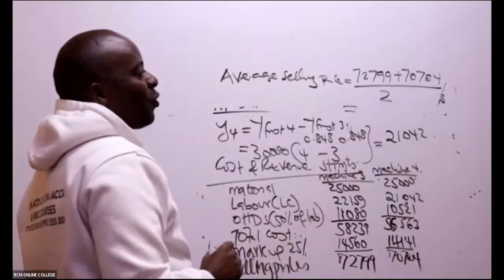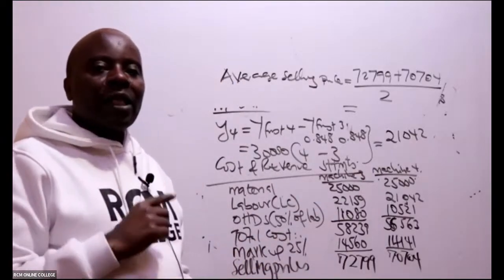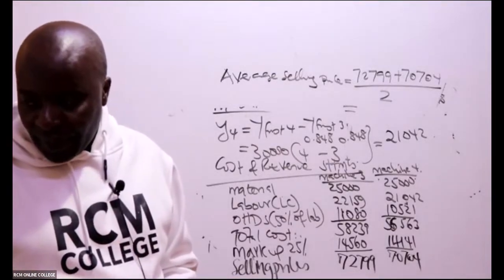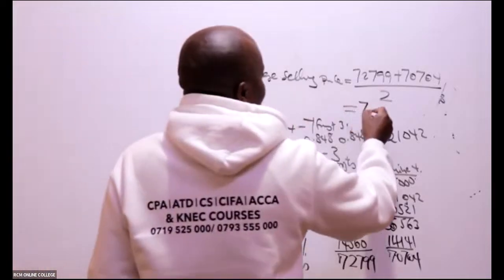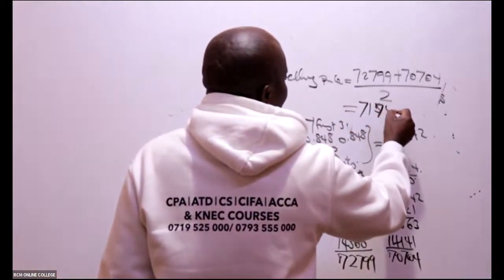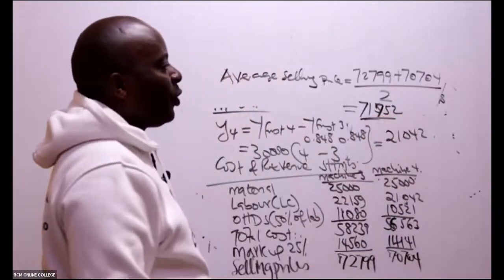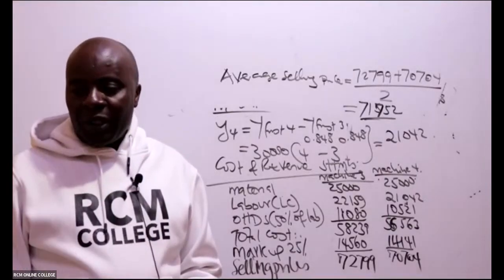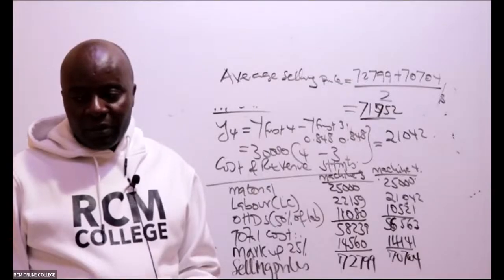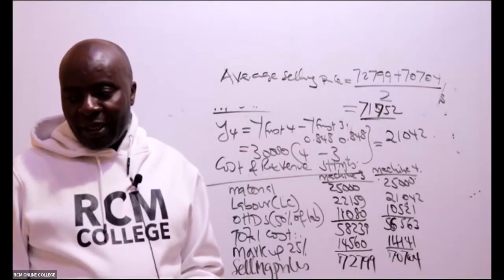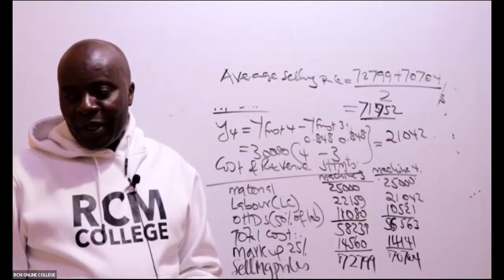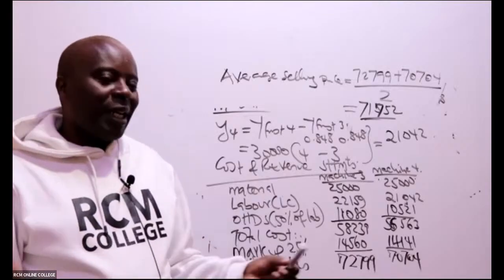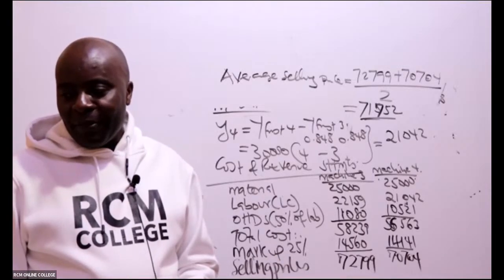Apart from rounding off errors, I expect the answer we get here to be exactly equal to the answer we got using the other method. 71,752. So is this answer the same as the other answer we got using the other method, apart from rounding off errors? Yes. The other one was 71,750. Same, a variance of 2 only.